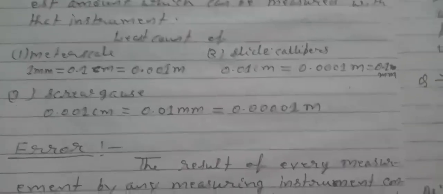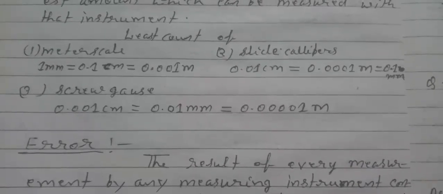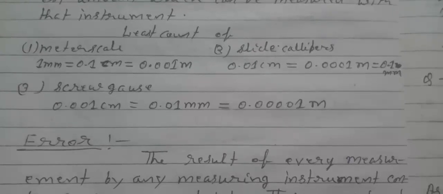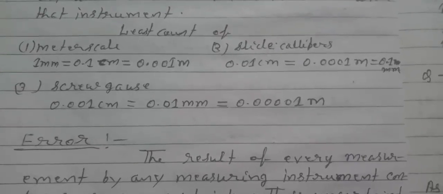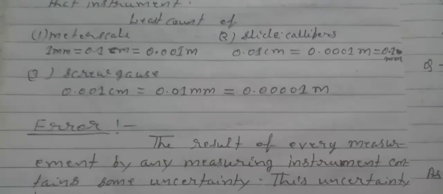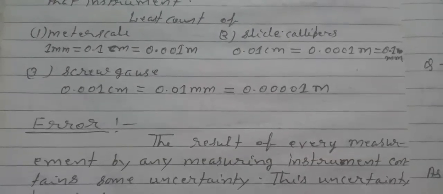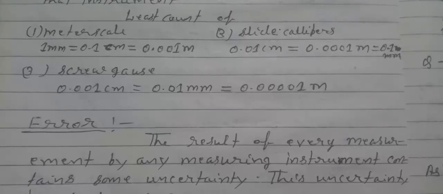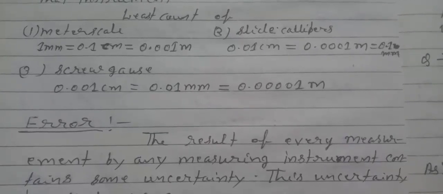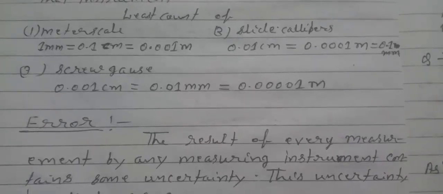Least count of a slide caliper is equal to 0.01 centimeter or 0.0001 meter or 0.1 millimeter. Least count of a screw gauge is 0.001 centimeter, 0.01 millimeter, 0.00001 meter.